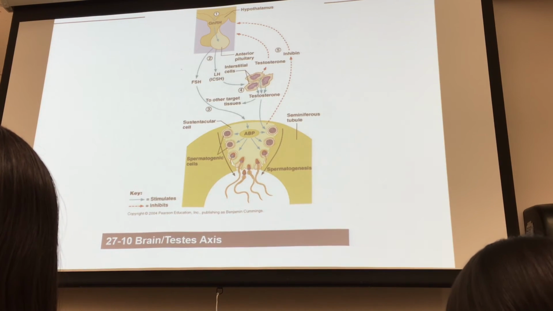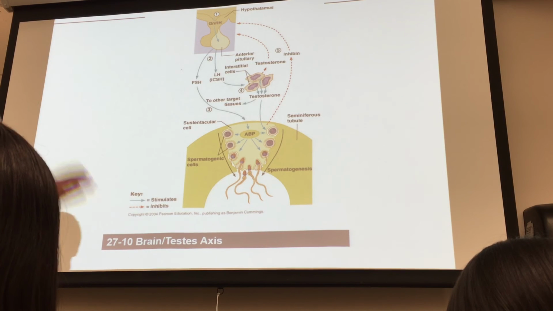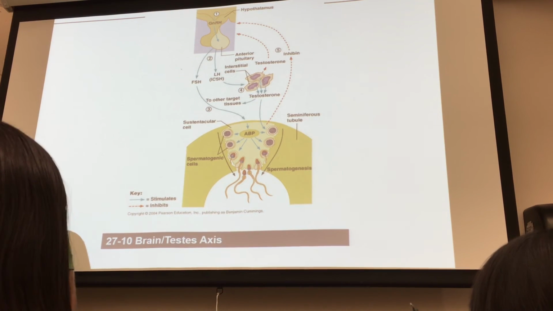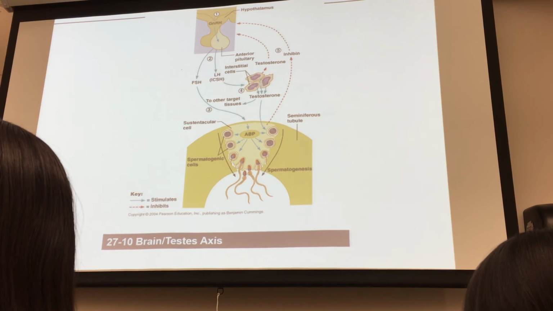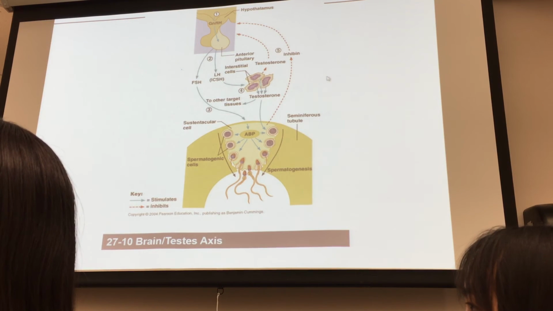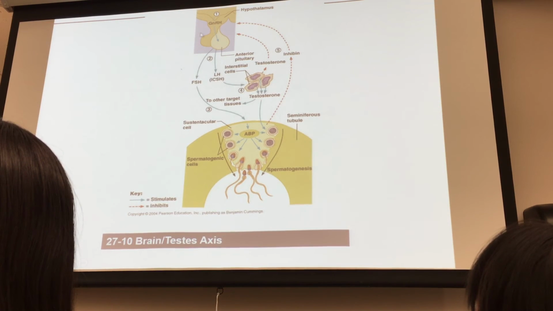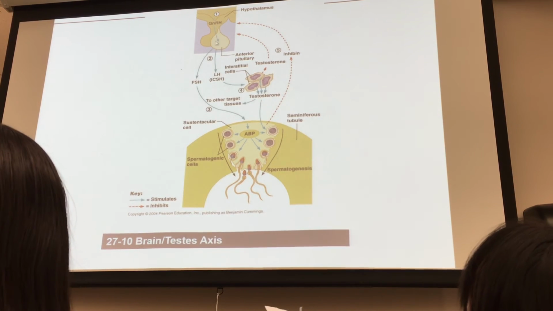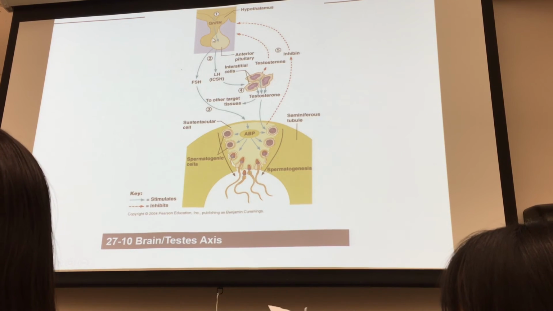You'll need to know your hormones, where they come from, target tissue, and what they do at the target tissue. I can't repeat that enough. Make your chart. Make it for both the male and the female system. I told you earlier when we studied the endocrine, no hypothalamus and pituitary. This little axis interaction up here is important.